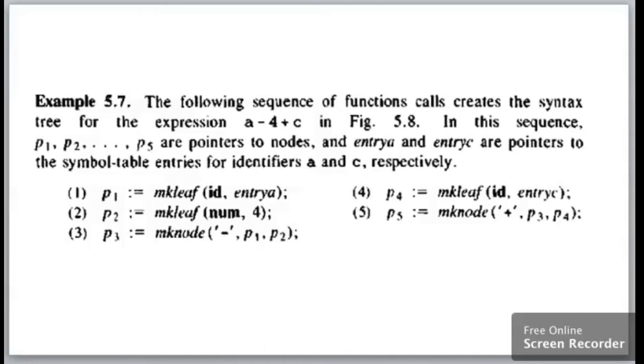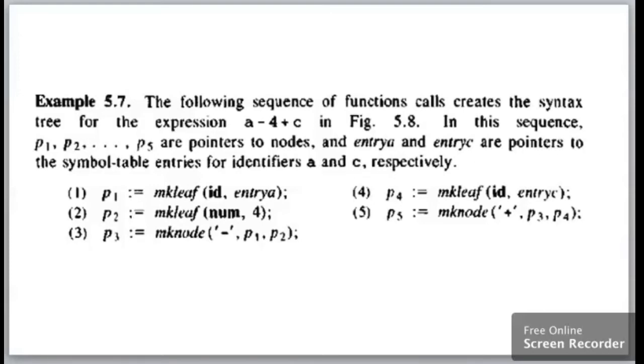So continuing with an example, for an expression a minus 4 plus c, we are going to construct a syntax tree. In this sequence, p1, p2 and p3 and so on up to p5 are pointers to nodes, and entry a, entry c are pointers to the symbol table entries for identifiers a and c respectively.